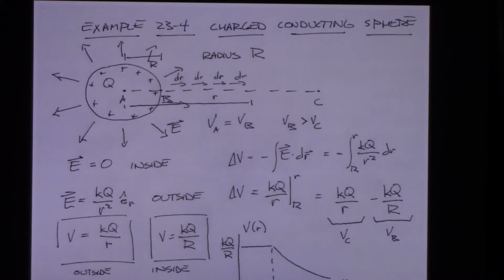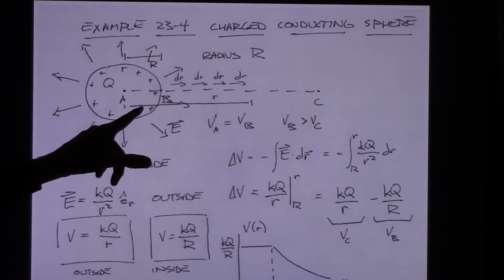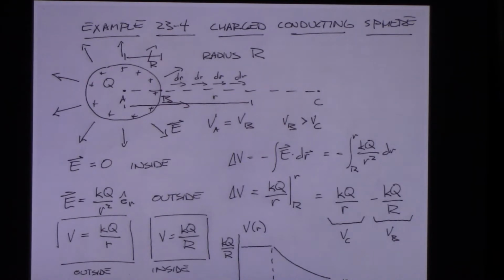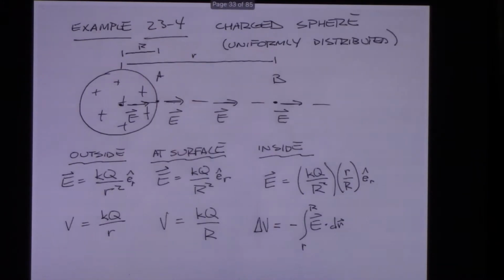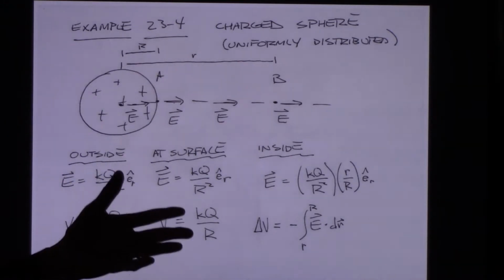Now, you might ask yourself what would happen if, instead of all the charge around the surface, the charge were uniformly distributed throughout the sphere. What would that change? Now, let's do that. Let's take a look at that example. Here is the very same example. It wasn't included in the text, but I added this in. So example 23.4, the extended version.